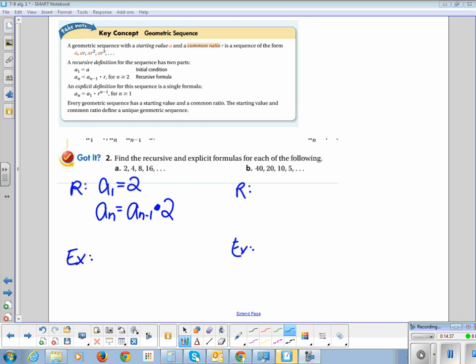All right, so explicit. We're going to roll out this formula. Our first term was 2. Our ratio is 2, and n minus 1 goes in the exponent. Done. I'm out.